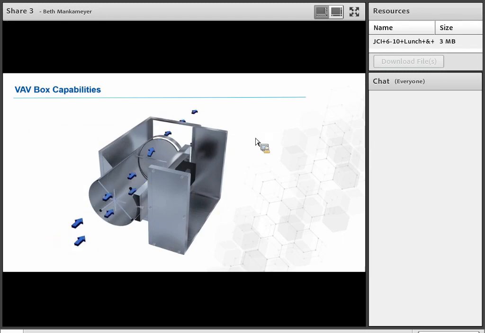So here's a little animation to show that airflow and how it gets measured and goes through that damper blade. And that damper blade can open or close depending on the needs of the space.